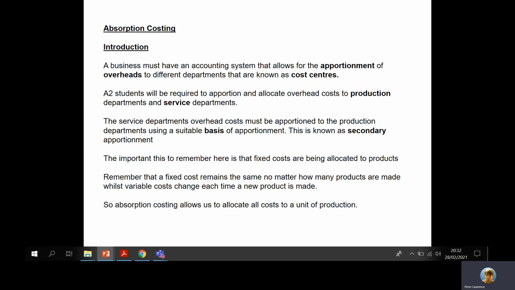One thing we've got to remember before we get to all that, which is relatively alarming, I'm sure, is that fixed costs are going to be allocated to products. Unlike marginal costing, where we calculate our variable costs and use that to calculate contribution by deducting it from selling price, with absorption costing we find out not just our variable costs, but how much of the fixed costs can be ascribed to each individual product. Remember that fixed costs remain the same no matter how many products are made, whilst variable costs change each time a new product is made.